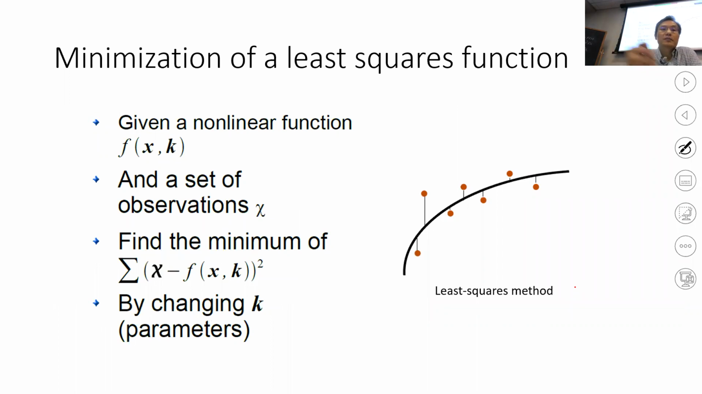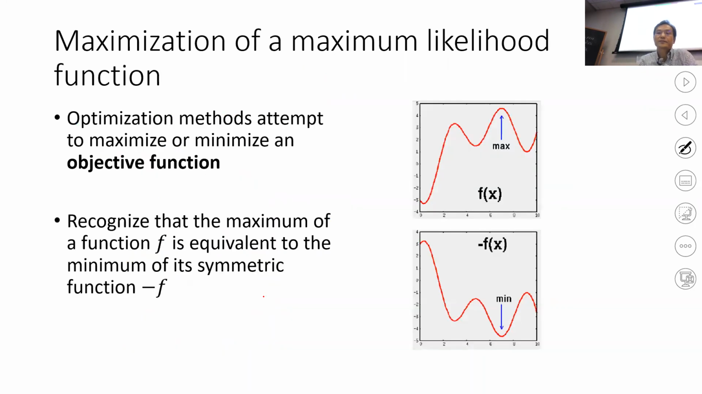Okay, so minimizing the least square function is the way we can go. If you have the loss function defined in this way, this is called the least squares method.